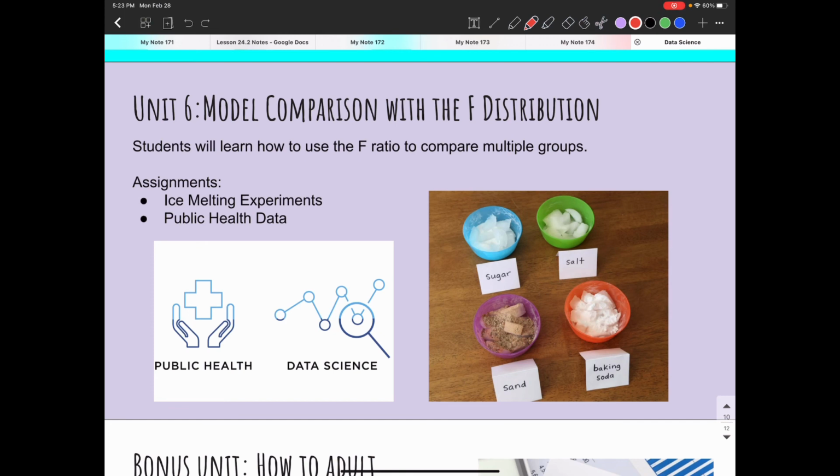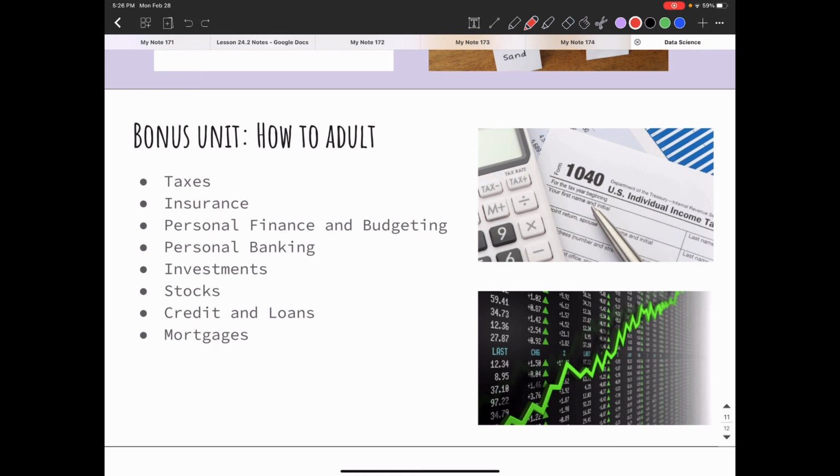And then there's a bonus unit that I'm going to add to this class that is not included in the curriculum, but one that I think is important, and I'm going to call it How to Adult. So I'm going to talk about things like how to do your taxes, what insurance is, personal finance and budgeting, banking, investments. I'd like to talk about the stock market. I'd like to talk about how to open a credit card, how loans work, and how mortgages work, things like that. So I'd like to add that to this class because I think there'll be enough time for it.